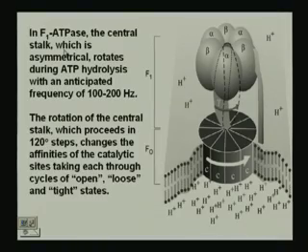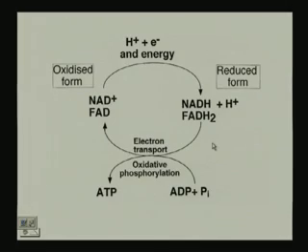What happens here is we have a specific rotation of this stalk that results in specific conformational changes of the beta subunits here, and these beta subunits, the catalytic sites, will result in the formation of ATP from ADP and Pi. So, essentially, we have ADP plus Pi going through a process with electron transport and oxidative phosphorylation to form ATP.